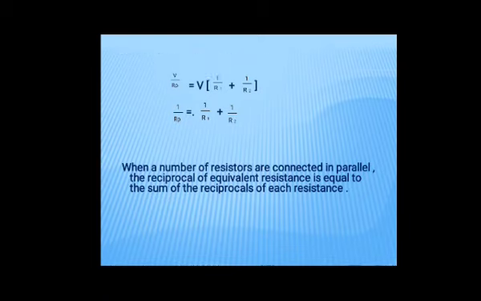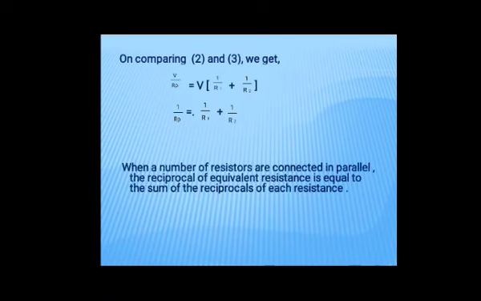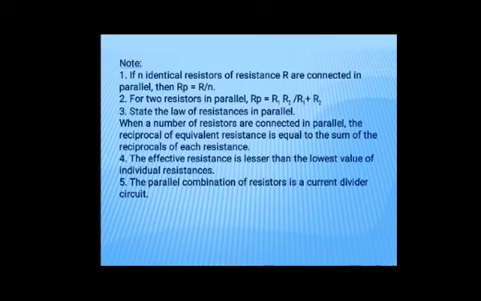So after comparing equation 2 and 3, what you will get? V divided by Rp is equal to V into bracket 1 by R1 plus 1 by R2. V gets cancelled. You will get 1 divided by Rp is equal to 1 by R1 plus 1 by R2. So this is expression for effective resistance when two resistors are connected in parallel. Now relative to parallel combination, here there are some points.